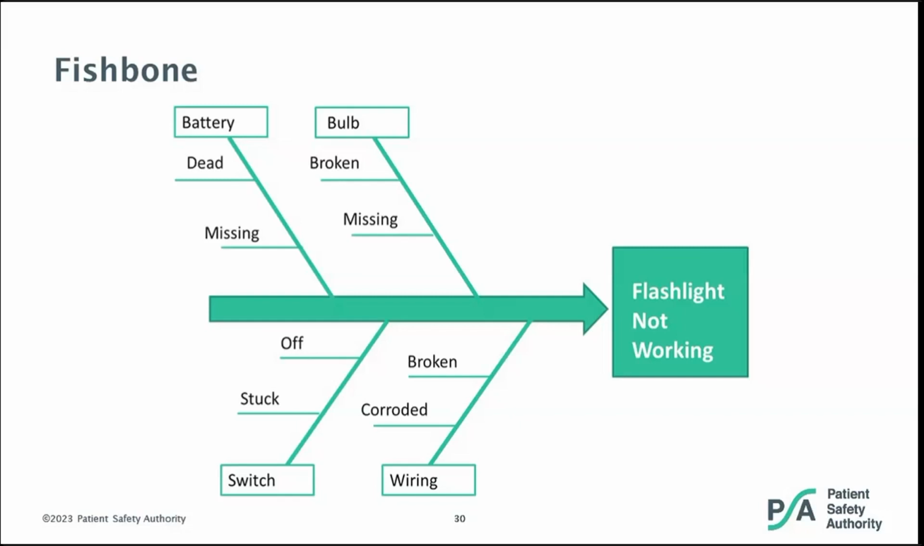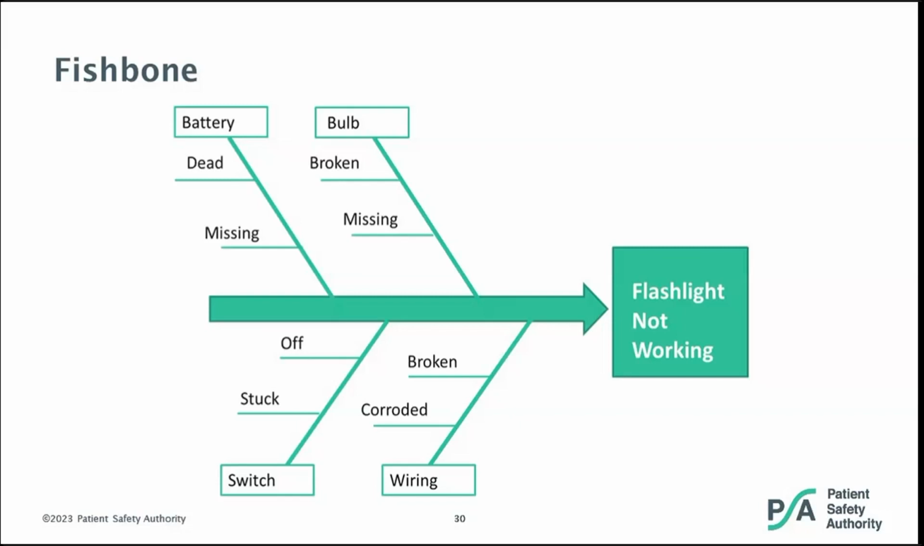To create this, it's very simple. You just would identify the problem that you want to analyze, draw that horizontal line across the page, and write the problem or the effect at the end of the line. So in this case, the flashlight is not working at the end of that arrow. Draw diagonal lines out. This is where the fishbone comes, right? So those lines kind of make it look like fishbones there.